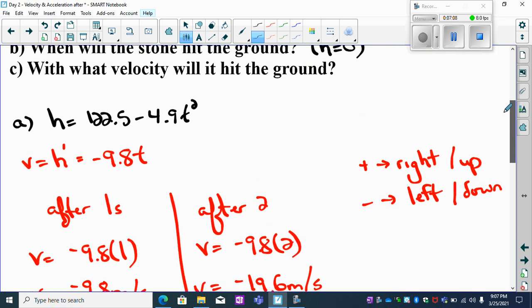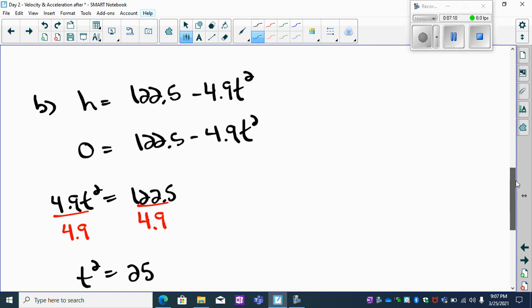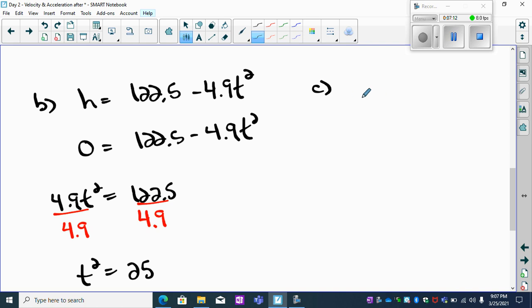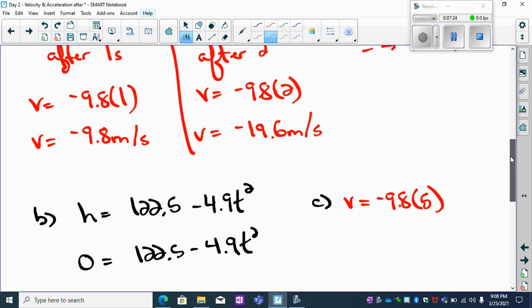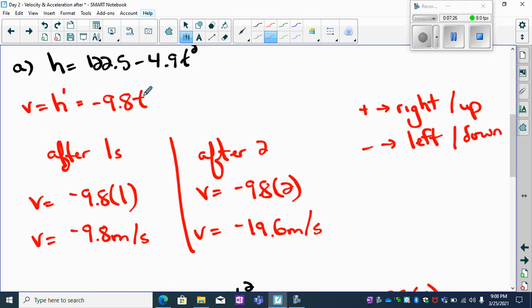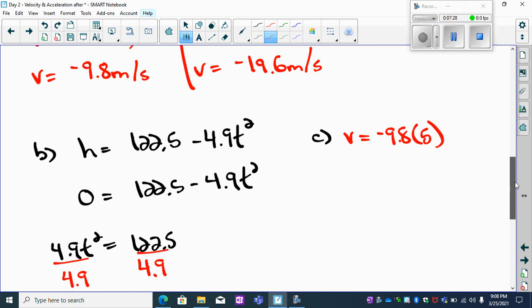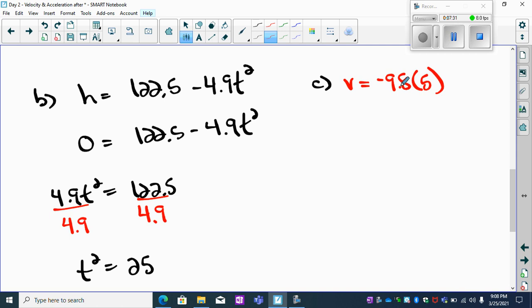Part C, with what velocity will the stone hit the ground? So for part C, I know it hits the ground in 5 seconds, so I'm just going to calculate the velocity at 5 seconds. So I plug a 5 in for t. So again, I went back to the velocity function. Negative 9.8 times 5, that's 45 and 4. That gives me negative 49. And remember the units again, meters per second.